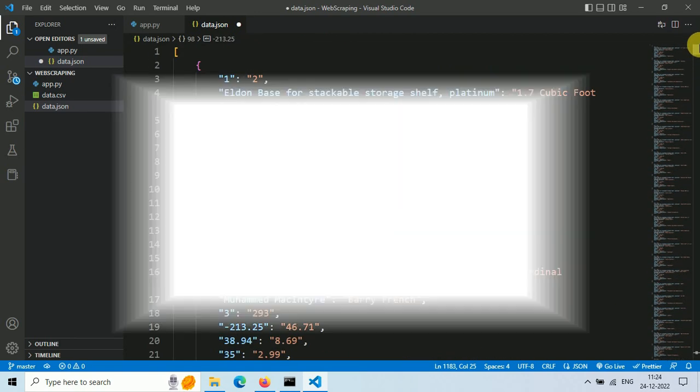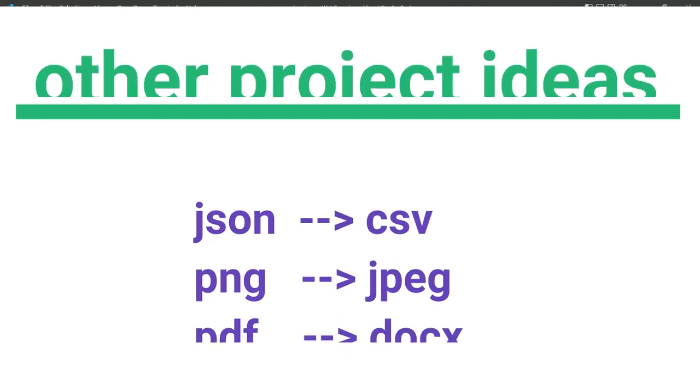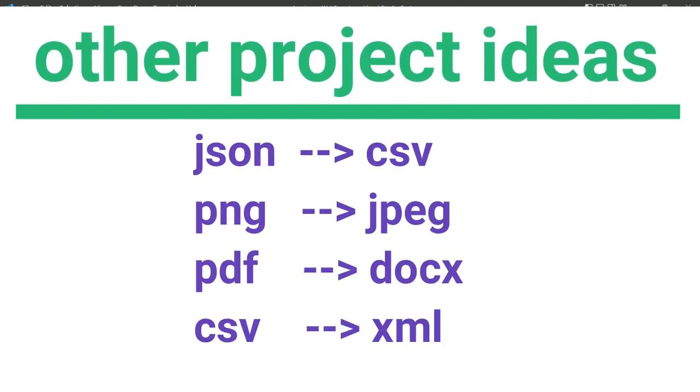JSON file. And just like this one, you can build different converters on your own using ChatGPT, like JSON to CSV, PNG to JPEG, PDF to docs, CSV to XML.